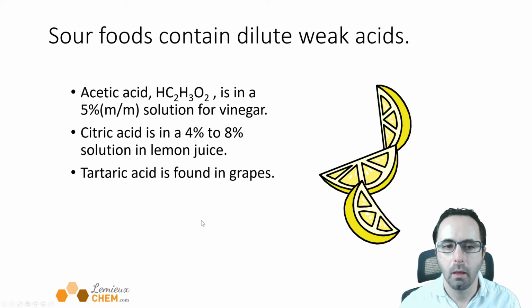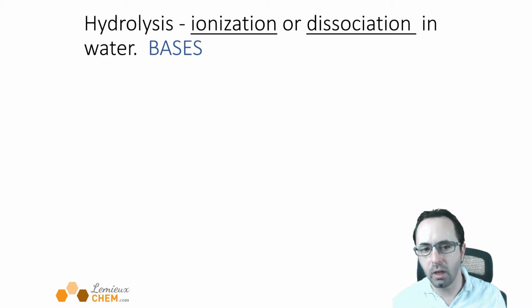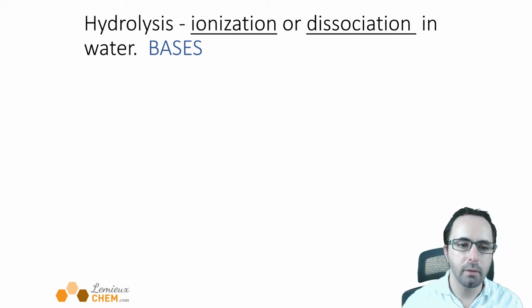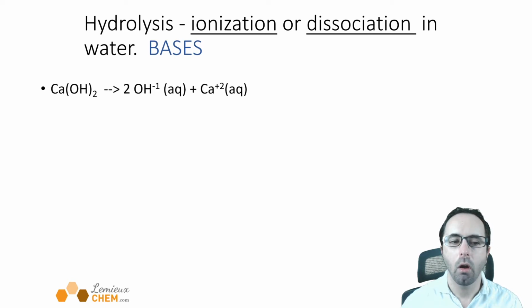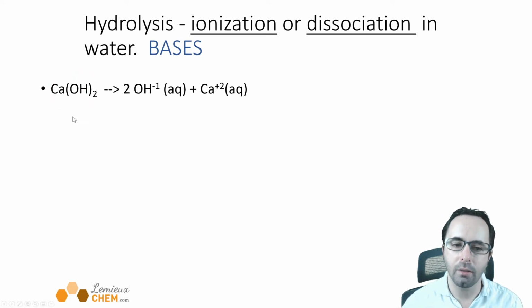What about bases? So bases also dissociate in water. Again, we're going to have strong bases and weak bases. Strong bases are going to be those that contain hydroxide ions directly in the base. An example is calcium hydroxide here. So if you put calcium hydroxide in water, it makes the one calcium ion and 2 separate hydroxide ions.